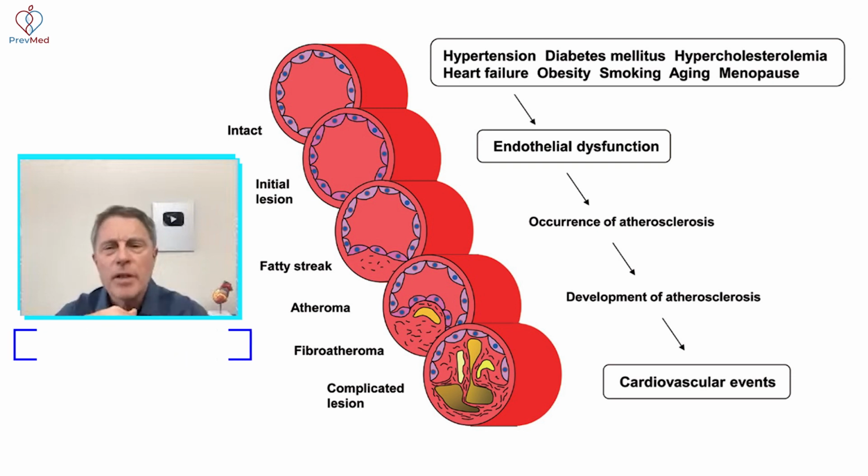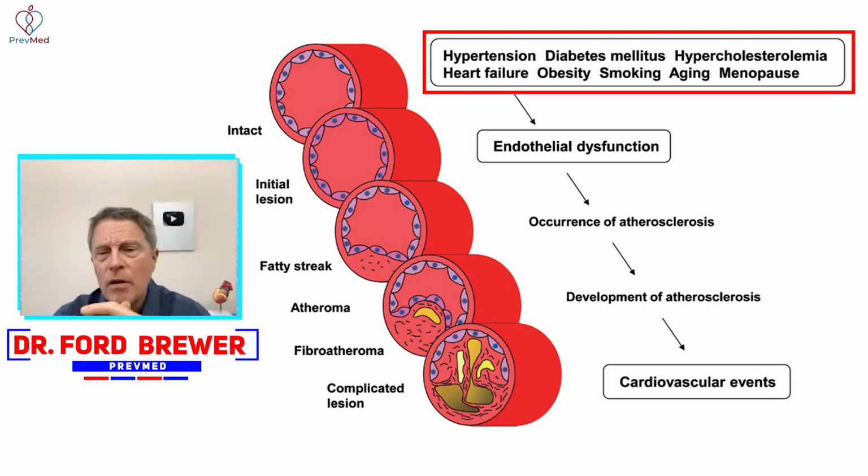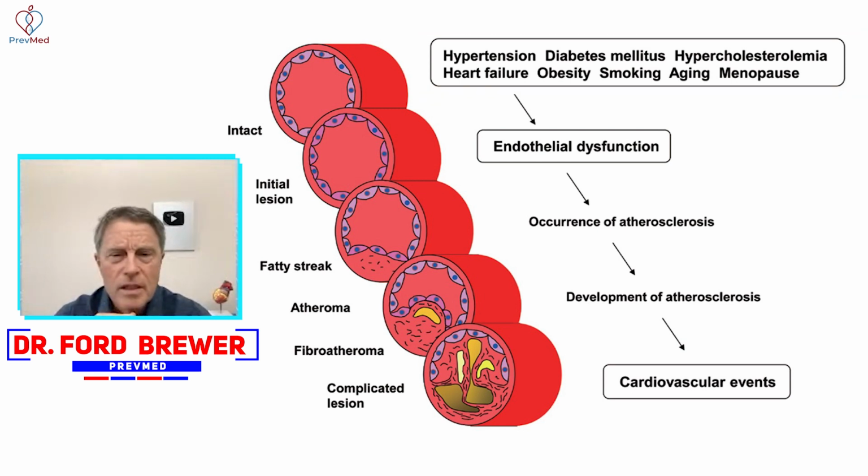So you get things like hypertension, diabetes, prediabetes, most of all, hypercholesterolemia, heart failure, obesity, smoking, aging, menopause, other things leading to things like cardiovascular inflammation. Then you get endothelial dysfunction, the lining of the artery wall, the intima, it doesn't function as well. Then you get that transcytosis. The small dense LDL, the oxidized LDL starts passing through that layer of the endothelium. It gets stuck in between the endothelium and the media, and then you get plaque.